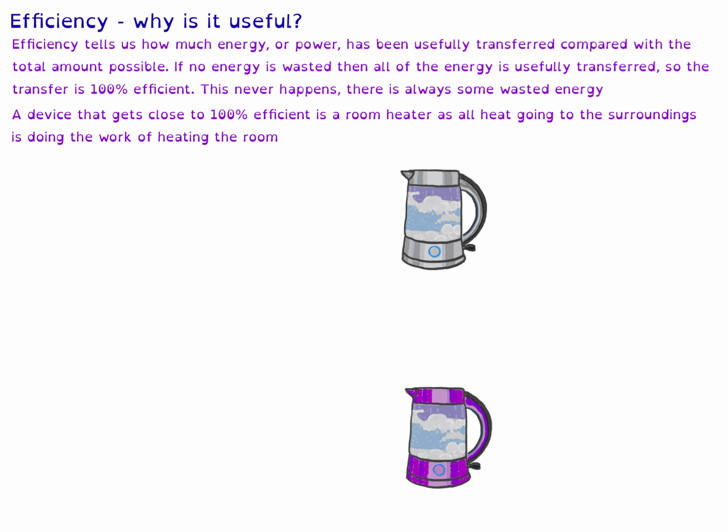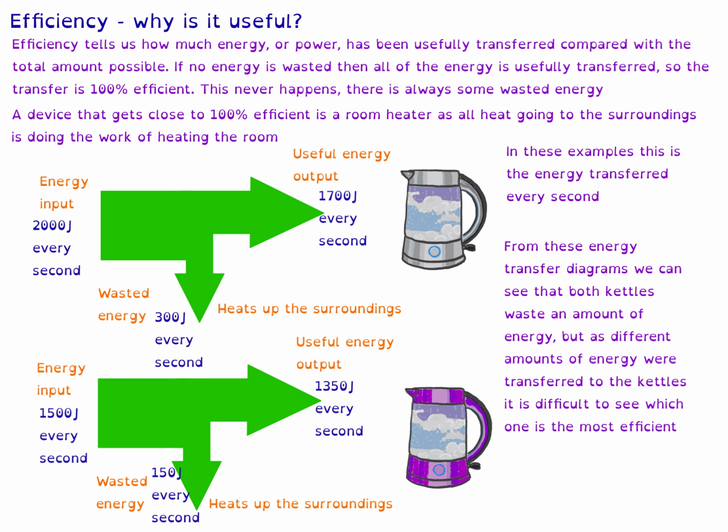Here we have two kettles. In these examples, this is the energy transferred every second. From these energy transfer diagrams, we can see that both kettles waste an amount of energy, 300 joules for the silver kettle and 150 joules for the purple one. But as different amounts of energy were transferred to the kettles, it's difficult to see which one is the most efficient. For this, we need to do a calculation.